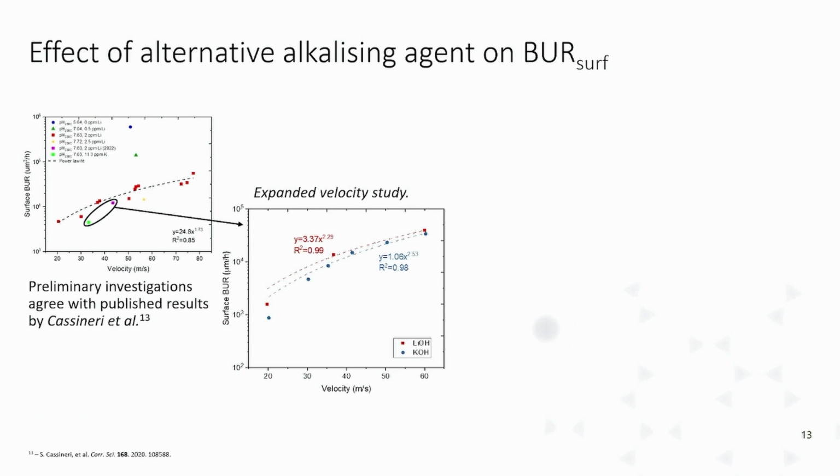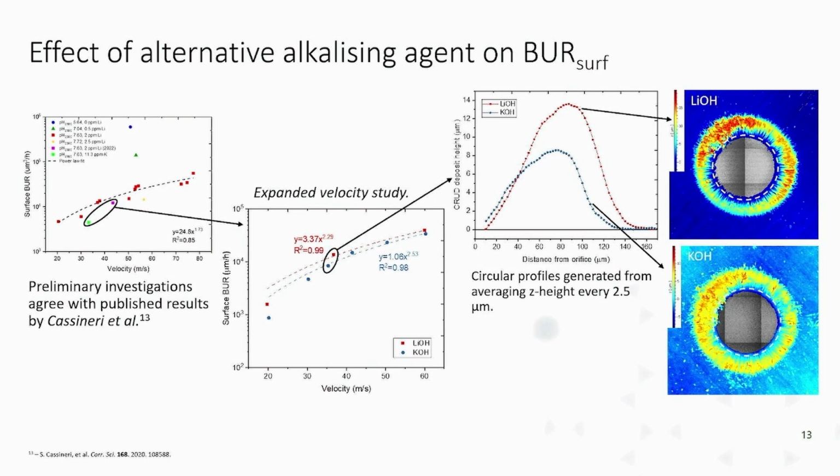I'm still expanding this range as we speak, but these are some of the first results that we've had. All to say here that on the whole, the buildup rate in potassiated water chemistry is decreased relative to the lithiated water chemistry. And we can see that here when we look at the circular profiles that are generated, and this time from white light interferometry.